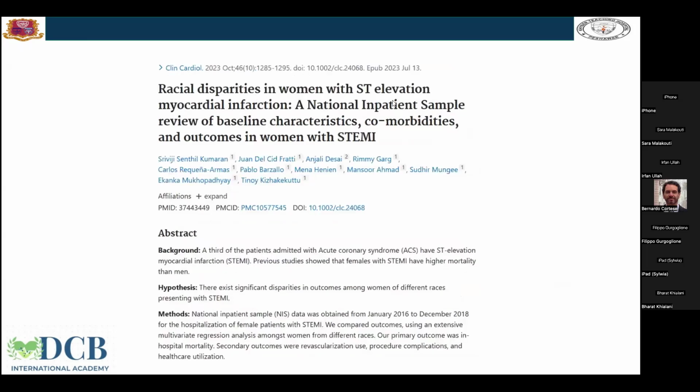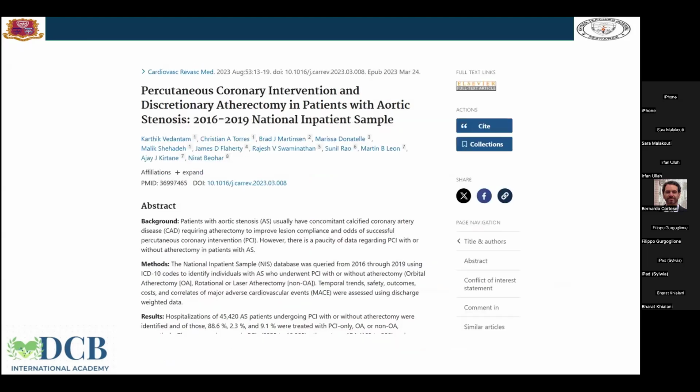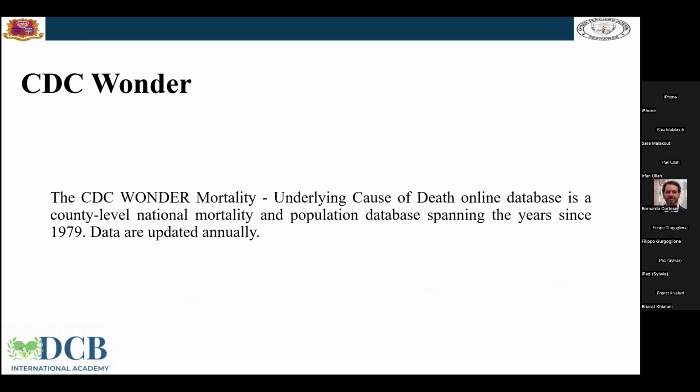Racial disparity in women with ST elevation MI. This again shows baseline characteristics, comorbidity, and outcome. When you want to explore and remove the thing that is disturbing the outcome, you can do propensity score matching. Then, percutaneous coronary intervention and rotational atherectomy in patients with aortic stenosis. It's another study. The next database is CDC WONDER.